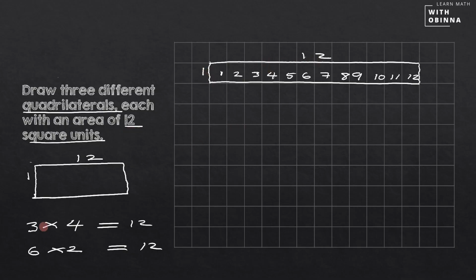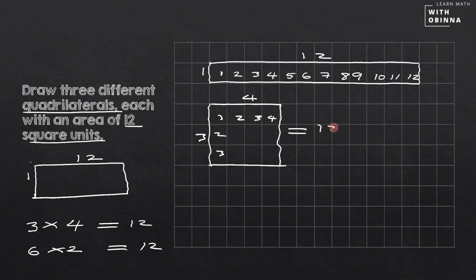In the second instance, we said we're going to use the 3 by 4. So that means we'll have 3 squares as our width and 4 squares as our length. So if we join the whole thing together, we'll now have 1, 2, 3, 4, and 1, 2, 3. So we have 3 by 4. So the area of this is also 12 cm squared. Area of this also is still the same, 12 square units.